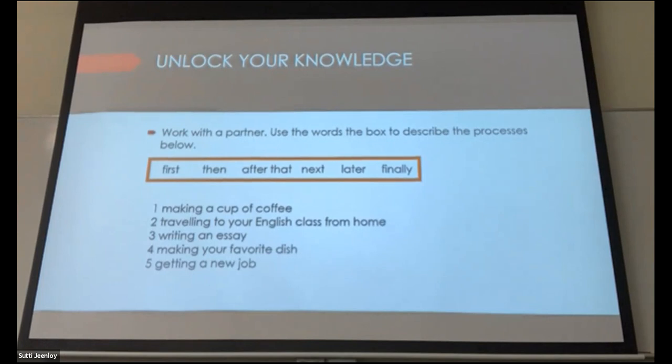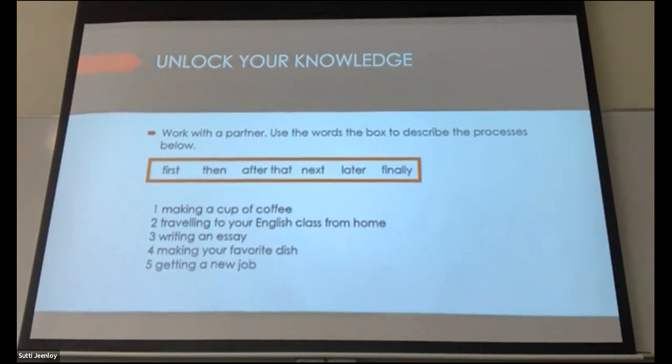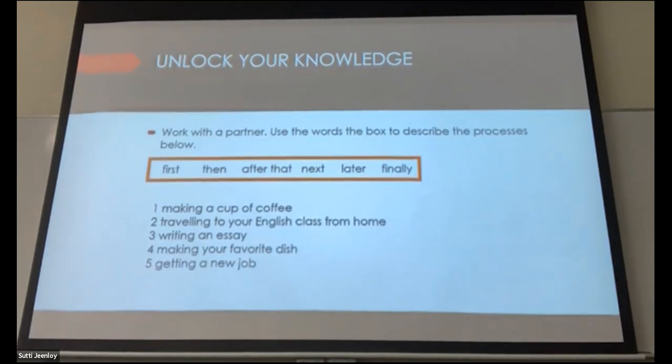Getting a new job. Okay. First, to realize what you want to do. And then we research how. And after that we will go to buy. And next, how do you contact those employers?